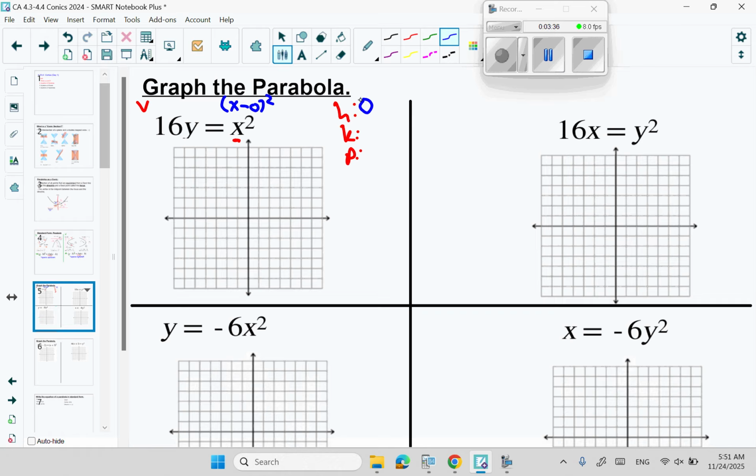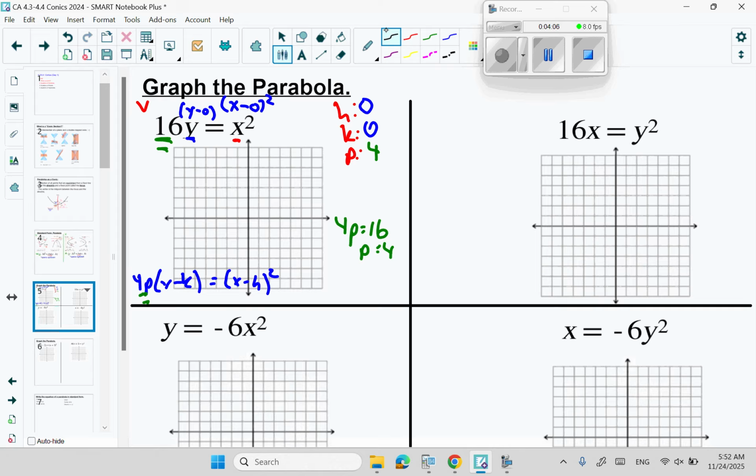So my h is going to be 0. Same idea here with this y. I'm not subtracting anything away from it, so my k is 0. Because again, my formula is 4p times (y minus k) equals (x minus h) squared. Which means, logically speaking, this 16 has to be equal to 4p. So 4p equals 16, therefore p equals 4.